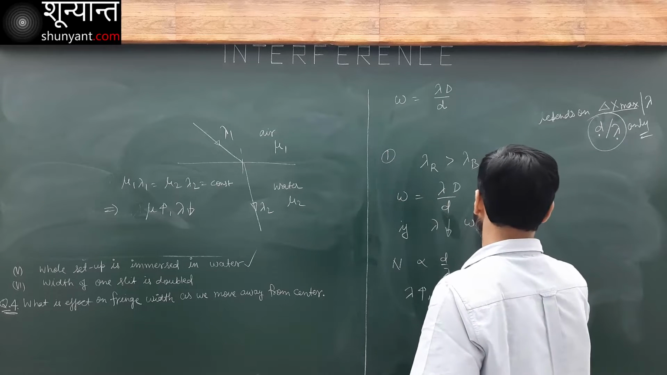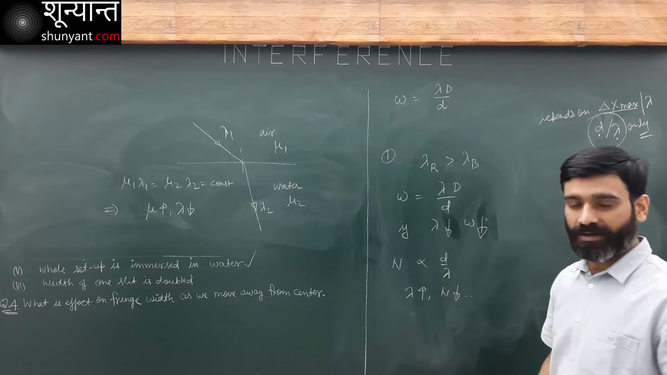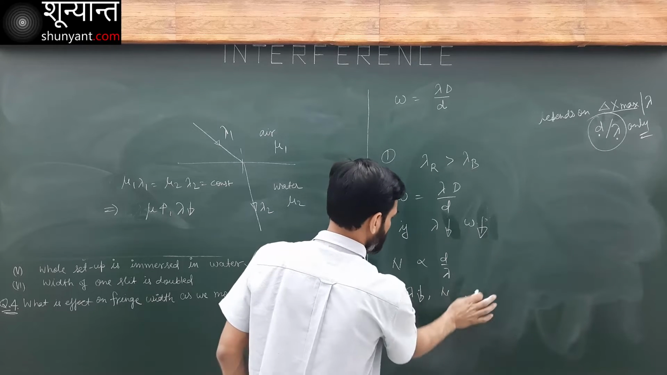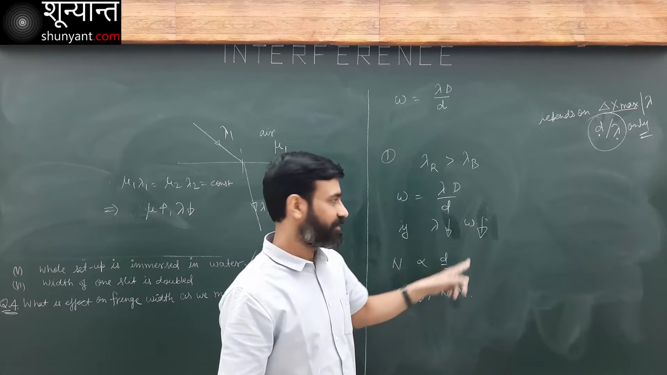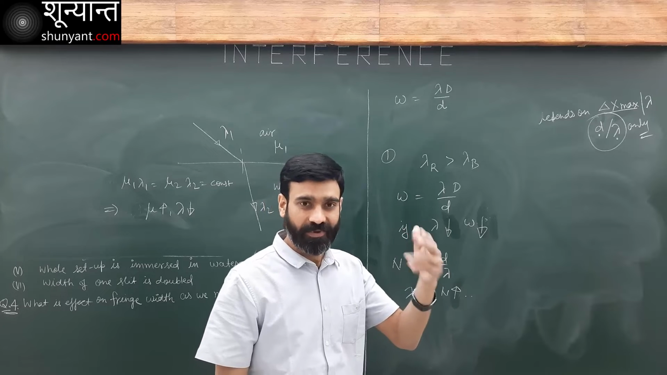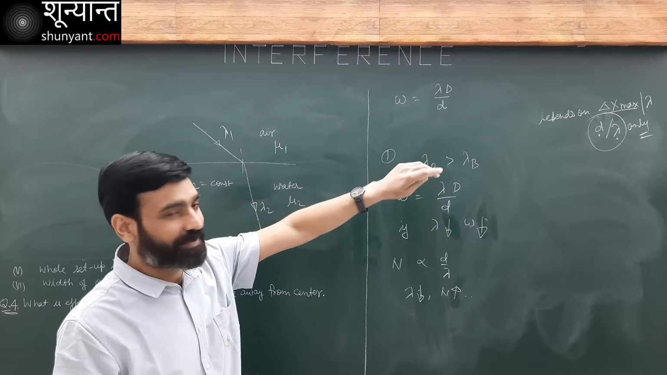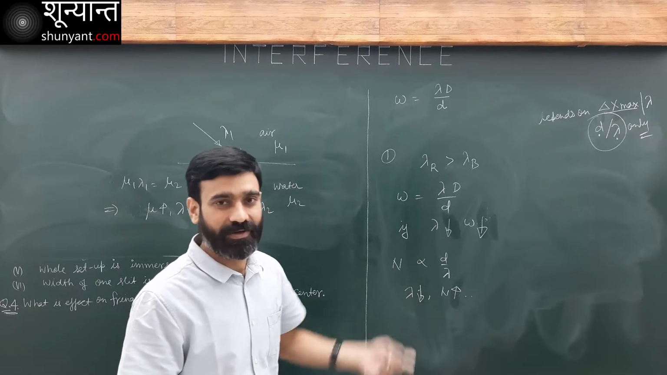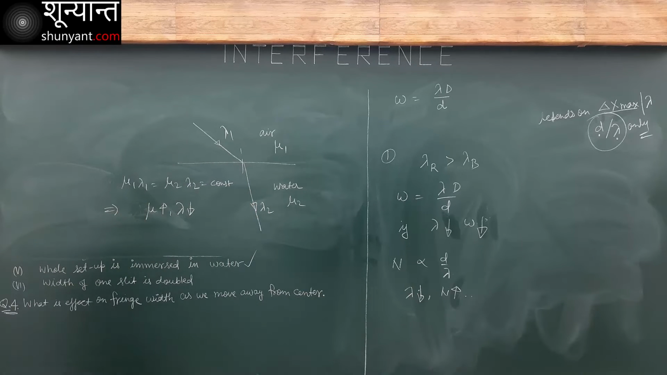Lambda decreases, this also decreases. Omega decreases, fringe width decreases. Now lambda decreases, so the number of fringes will increase, but not because the fringe width has decreased. It is increasing because lambda has decreased. So at the same point, the order of bright fringes will increase. Path difference remains the same, but lambda has decreased. Order of bright fringe will increase, total number will increase.